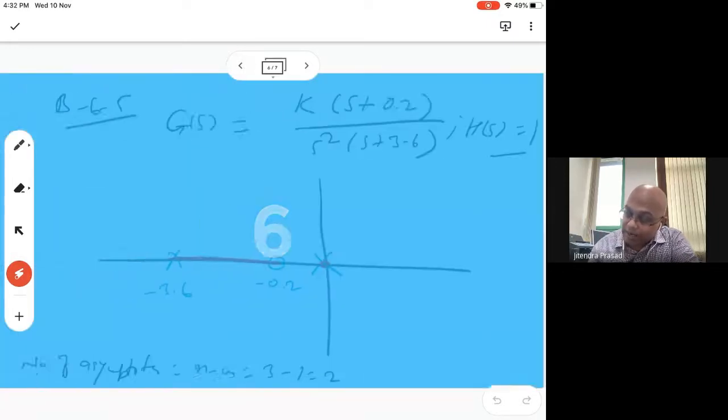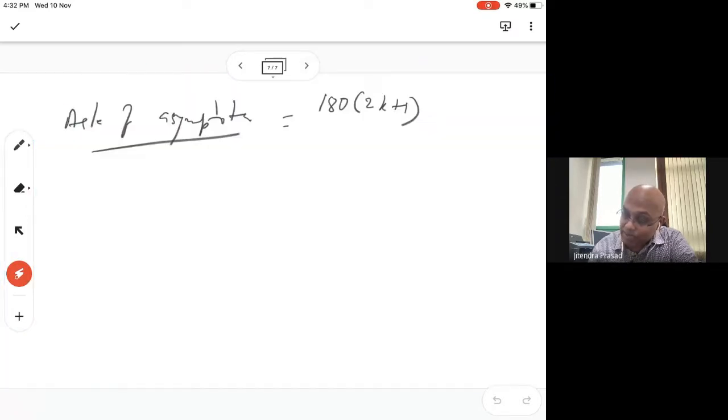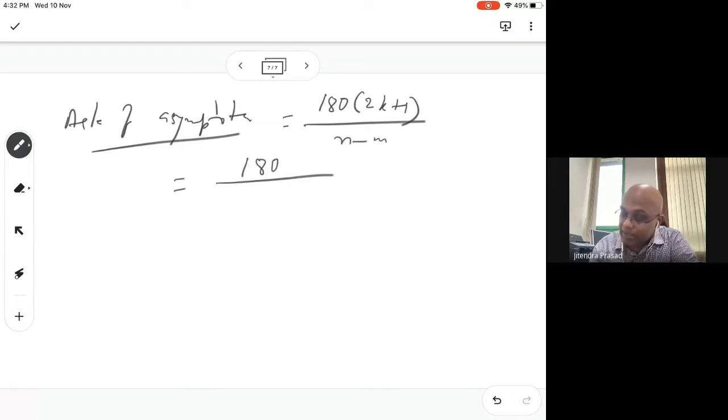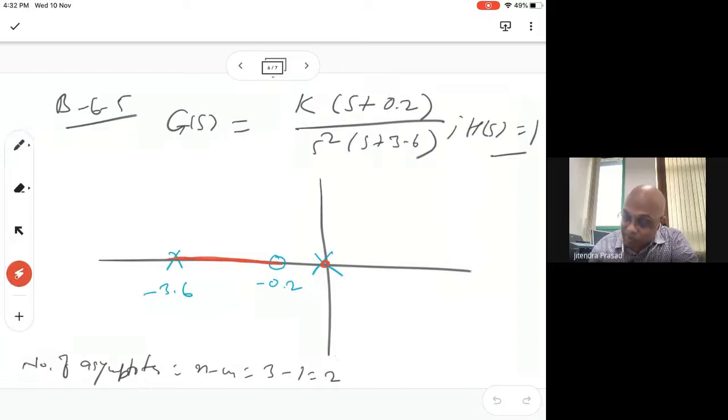So here we have n as 3 and m is equal to 1. So we have to divide by n minus m, and here we have 180 divided by n minus m. So 3 minus 1, and 180 divided by 2 is 90 degrees. Remember that this is plus minus, so plus minus 90 degrees. That really means that one asymptote will go at plus 90 degrees, the other will go at minus 90 degrees. That's what it tells.